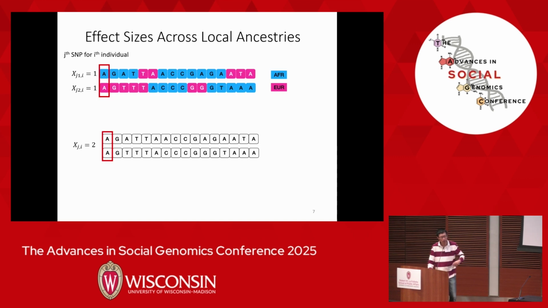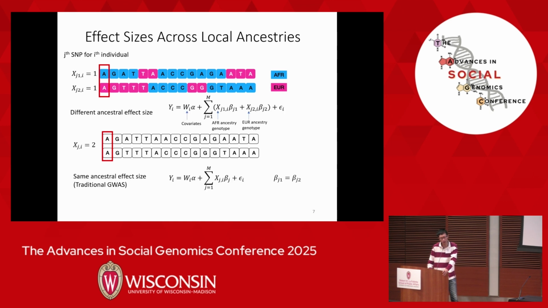Here, I'm showing two scenarios or assumptions that can be made for local ancestry. The first is that the effect sizes are somehow different across local ancestry. Think about this first allele: it is A in both the European and the African, but their effects are different. And the second scenario is that you don't need local ancestry; you can assume that the effects are the same across ancestries.